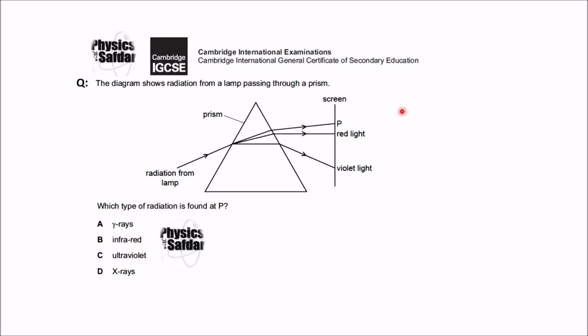Look at this diagram. You can see clearly before the red, the radiation detected is infrared. And when you go down, you can see after the violet you have ultraviolet. According to the question, you need to check what is the radiation type above the red. So according to this standard diagram, what we have is infrared. So look at option B, infrared. That is your right answer.